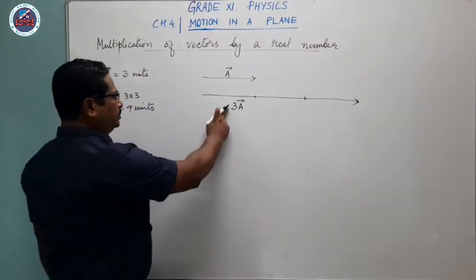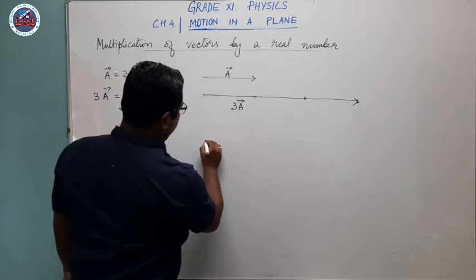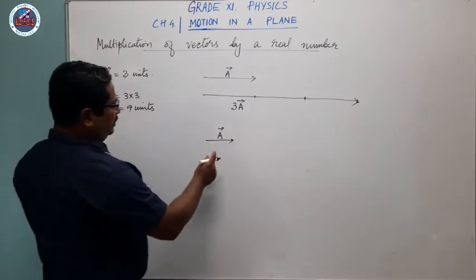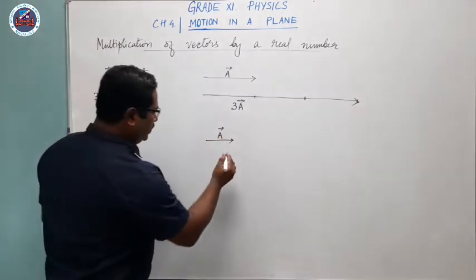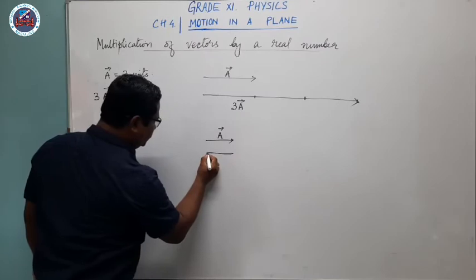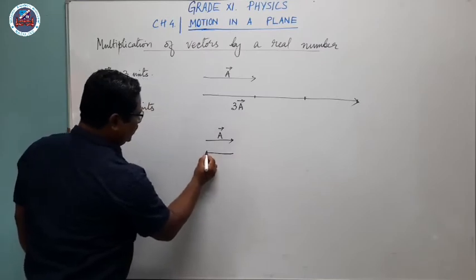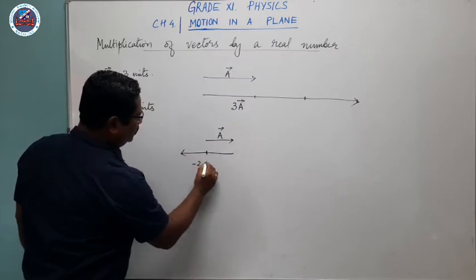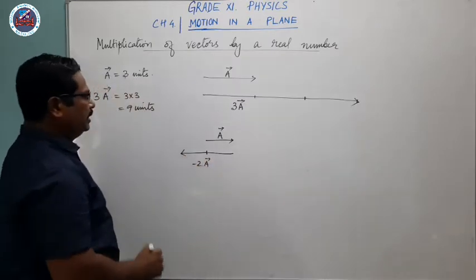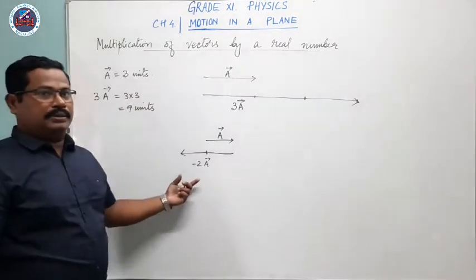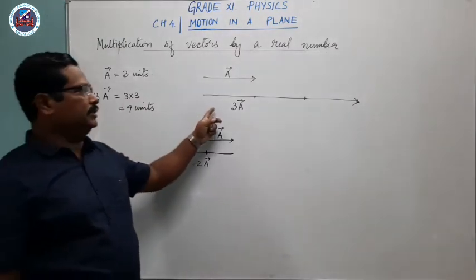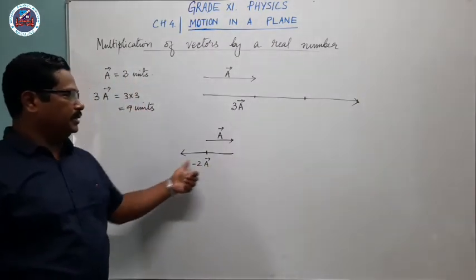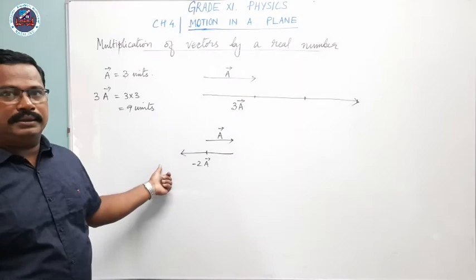Multiplication can be done with positive as well as with negative numbers. Suppose this is vector A. If I am multiplying with minus 2, then this vector's direction will change. This is 1 and again 1 more, because I multiplied with minus 2. So you can multiply with any real number, but you have to be careful that if it is positive, it will go in the same direction. If you are multiplying with negative, it will represent in the opposite direction.